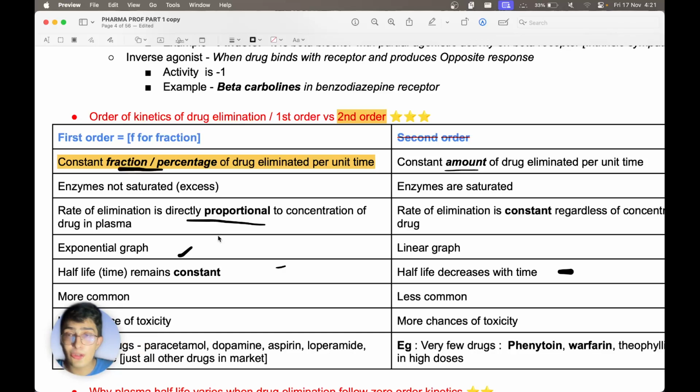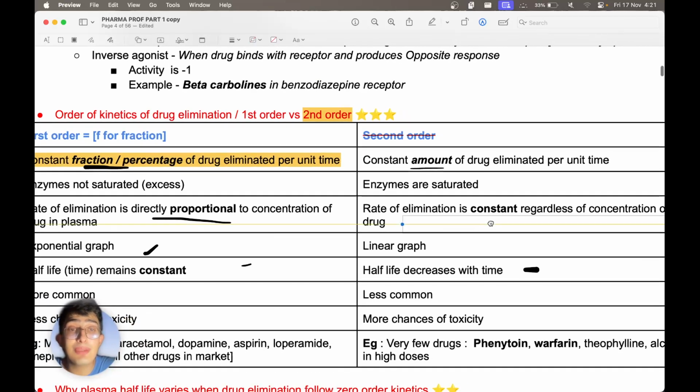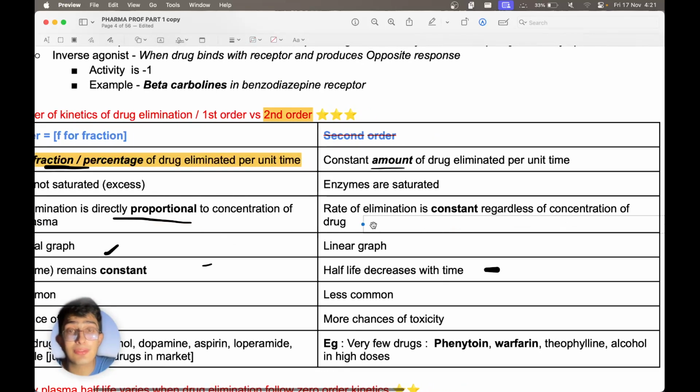Enzymes are not saturated because there are excess enzymes. When you increase the amount of drug, more enzymes are available to work on that drug, so more excretion is happening. But the rate of elimination does not increase with the concentration of drug in zero order, because the enzymes are what? The enzymes are saturated, right? The reason why the rate of elimination is constant in zero order kinetics is because the enzymes are saturated.